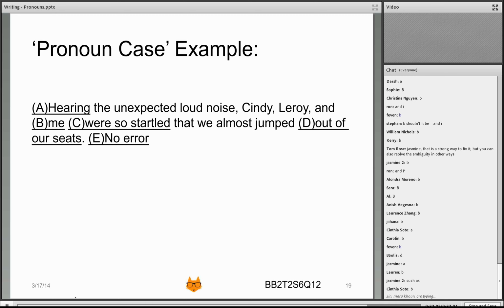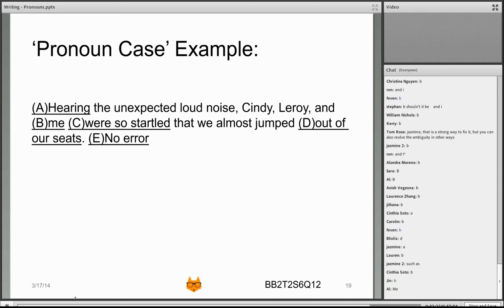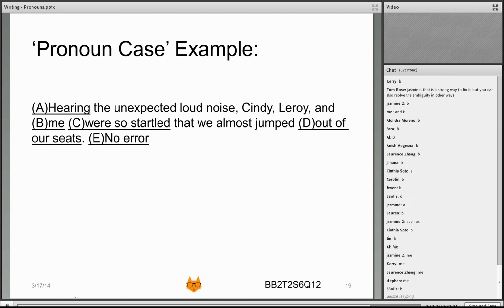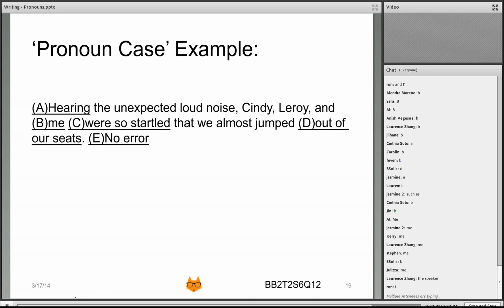So it seems like the competition is between, would you rather get rid of the hearing, the unexpected loud noise, or would you rather get rid of the me? Well, which one of these is a pronoun, since we're doing pronoun day? Me is a pronoun. And what is the referent? Trick question. There isn't one. In the case of first person pronouns, the referent is the author. So you don't need to have a referent.